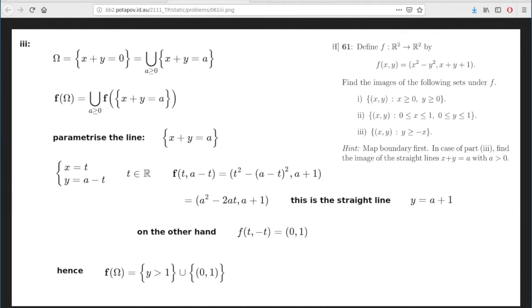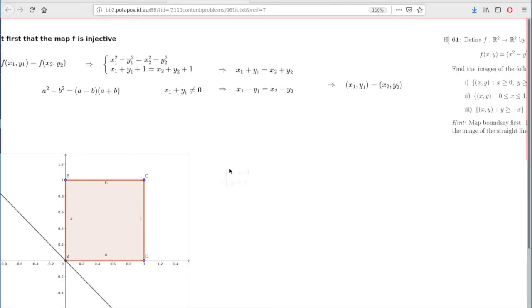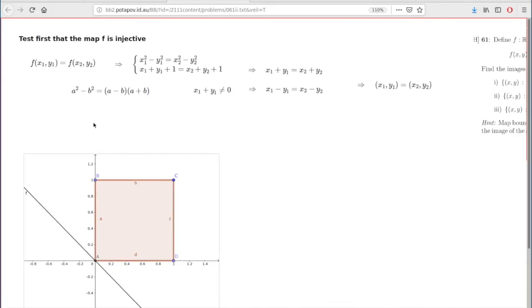Now back to part 2, sorry. So we're going to map boundary to boundary. So we just discovered with you that my map F is injective everywhere except this line x plus y equals 0, so we can use it in the current circumstances. So we're going to map the boundary first. That's what I'm planning to do.